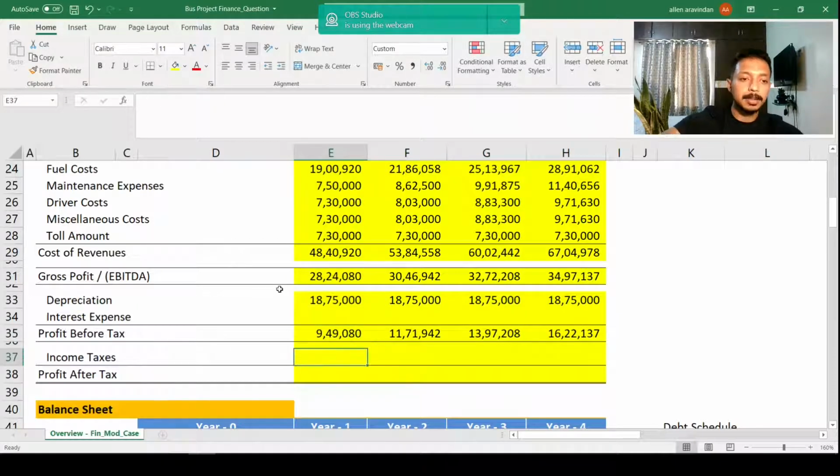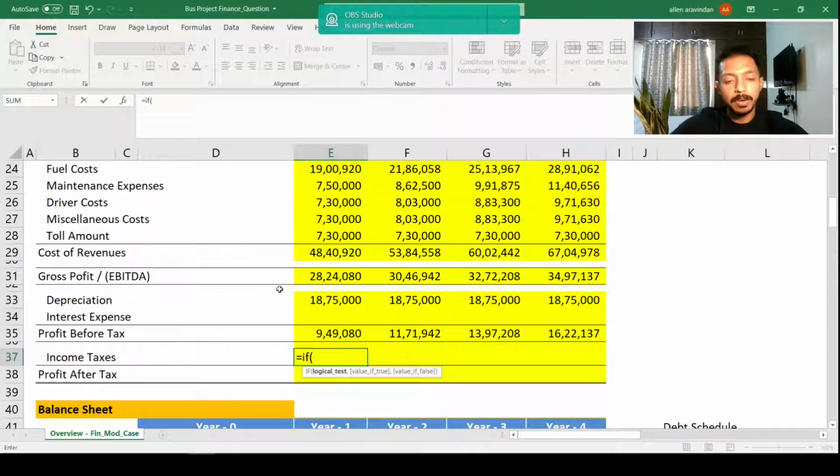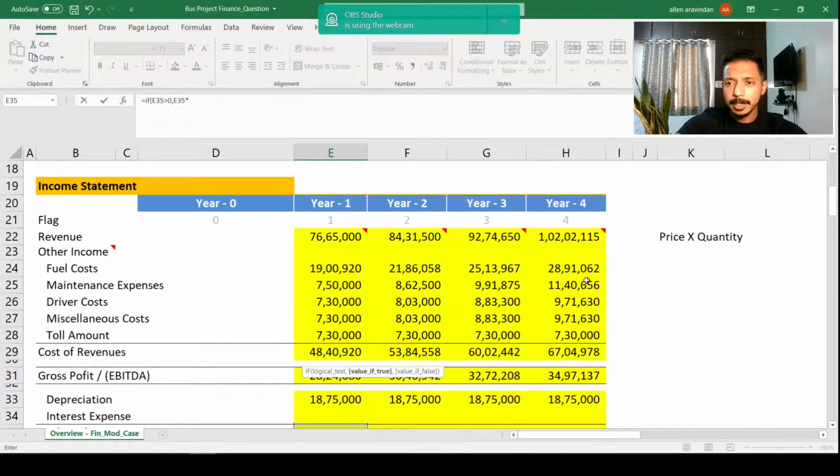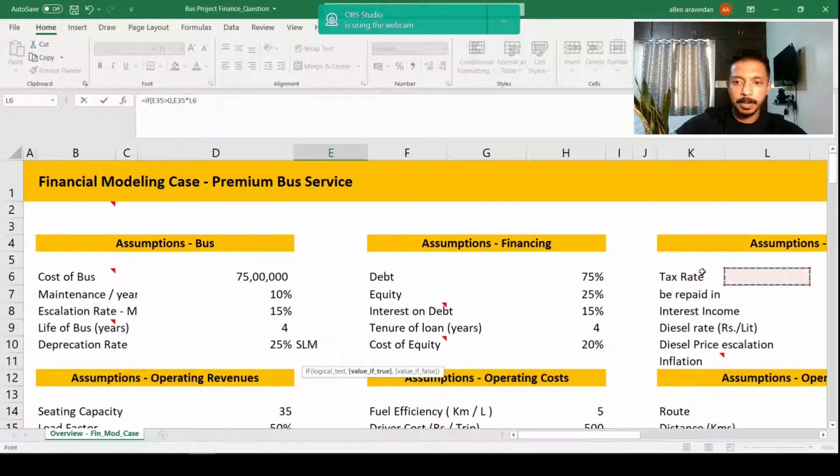And now let's calculate the income tax. When we want to calculate the income tax, we want to make sure that we use an if statement, so that in case the profit before tax is negative, you don't want any tax to be calculated, right? So the logical operator we are using is the if function. If the profit before tax is greater than 0, then the value if true is to do the normal calculation of 33%, right? And the tax rate is given on the right side.